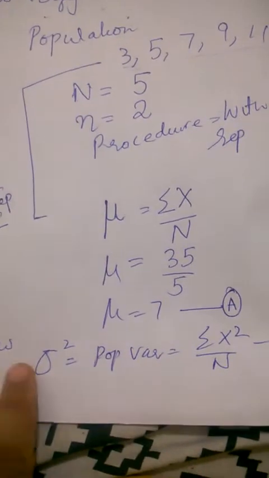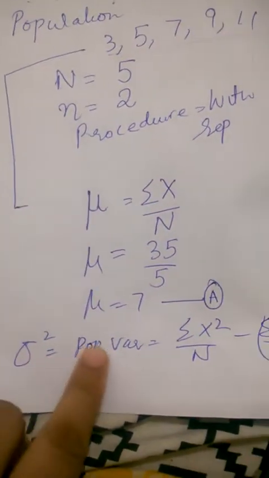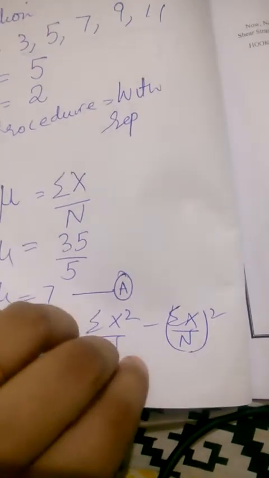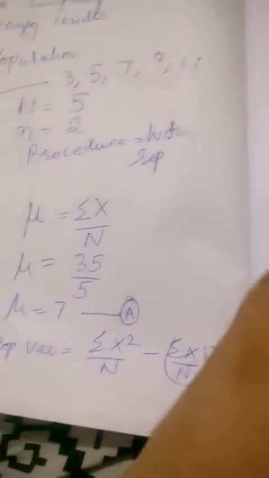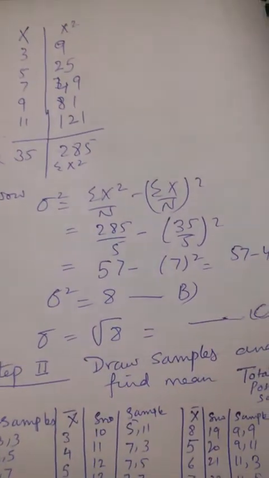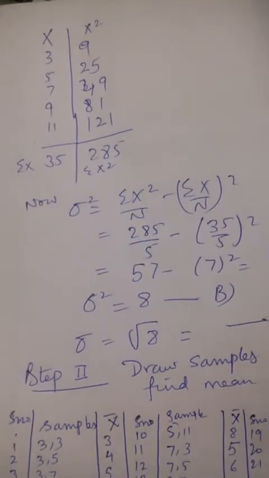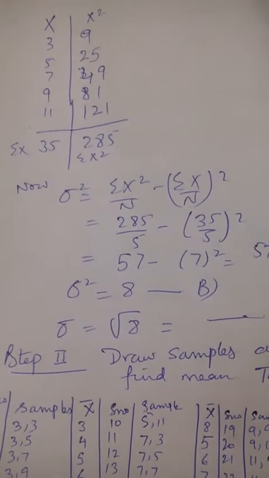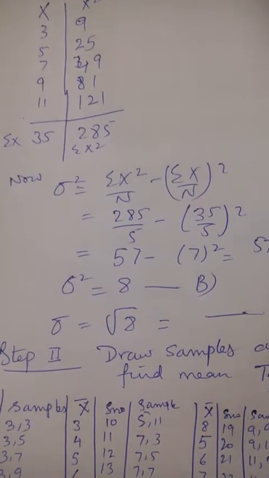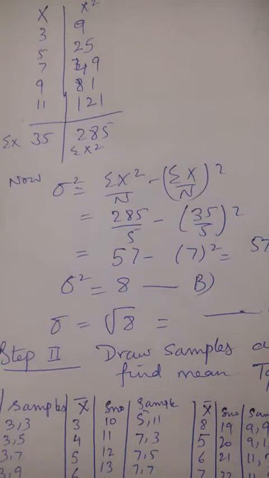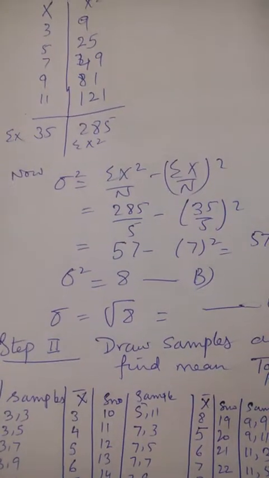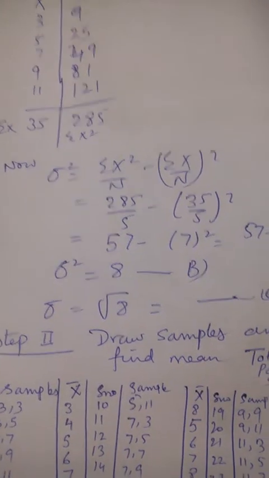Now, you have to find the population variance. Population variance is found by this formula: sum x square over n minus sum x over n whole square. Now we need two quantities, x and x square. Sum x is equal to 35 and x square means you have to take the square of x values: 3 square 9, 5 square 25, 7 square 49, 9 square 81 and 11 square 121. Then you sum this column, you get your sum x square, that is equal to 285.